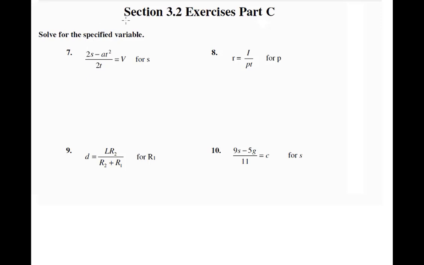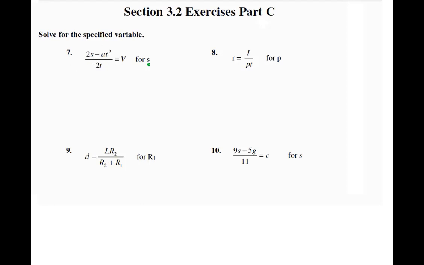Here we are in section 3.2 exercises part C with the solutions to 7 through 10. Here we're supposed to solve for the specified variable. In number 7 we're solving for s. So we have to get s by itself. So we locate where the s is right here and we have to get rid of everything else around here.